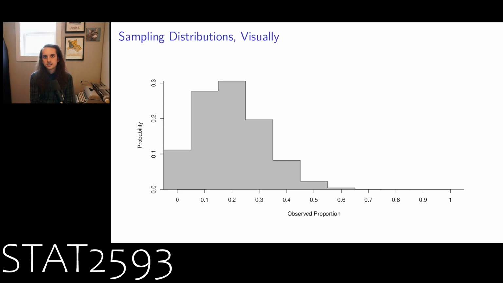And so what we have here is the result of these repeated experiments that we're drawing out in histogram form. This represents the sampling distribution from drawing samples of size 10 and computing the proportion of black squares within them. Right? This is our sampling distribution.